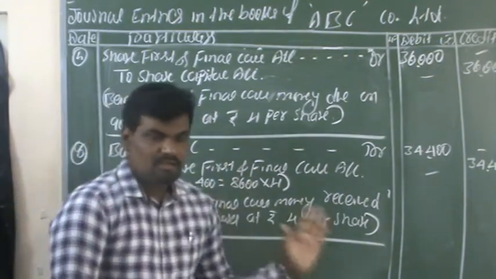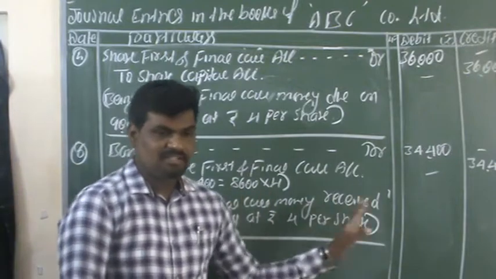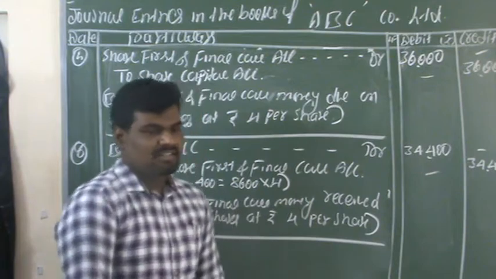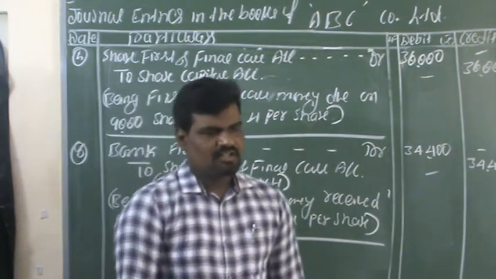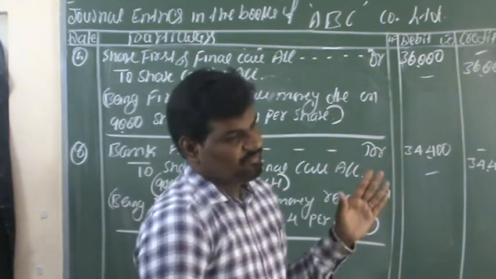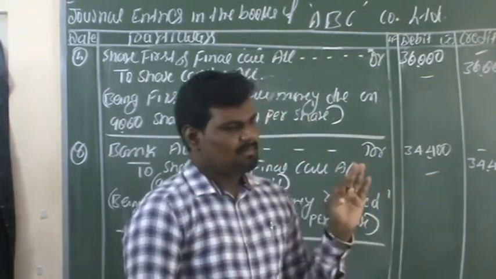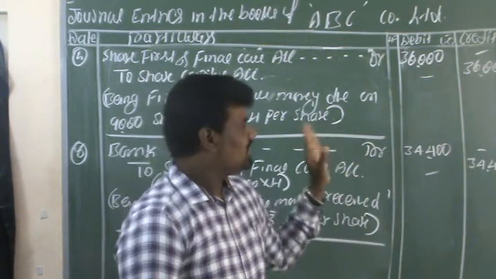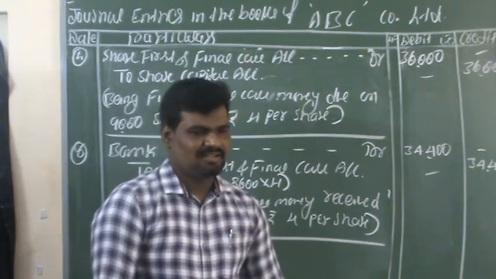For that, the narration: first and final call money received on 8,600 shares at rupees 4 per share. This much of amount only we are receiving at the time of first and final call stage. So these are the three stages: receipt of application, receiving of allotment, as well as first and final call. Out of three stages we have entered 6 necessary journal entries.